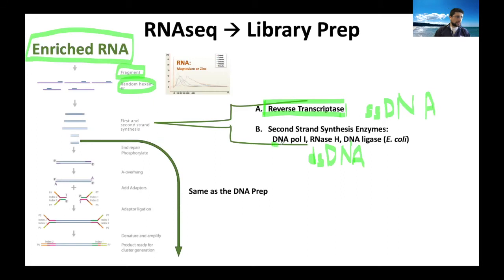It requires a DNA polymerase, it requires an RNase-H, the same enzyme that we saw before, and a DNA ligase. In this case, the RNase-H is degrading the RNA that was still complementary to the single-stranded DNA that the reverse transcriptase has made. The RNase-H degrades most of the RNA, but some of the RNA will still be there, and the RNA that is still complementary to the single-stranded DNA can act as a primer for the DNA polymerase in order to create the second-strand synthesis.